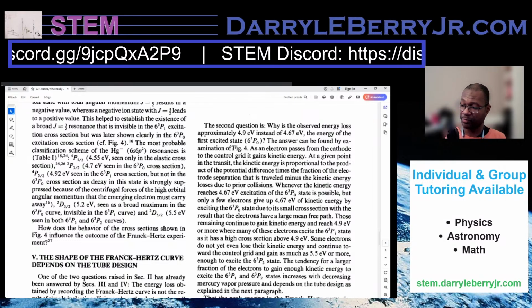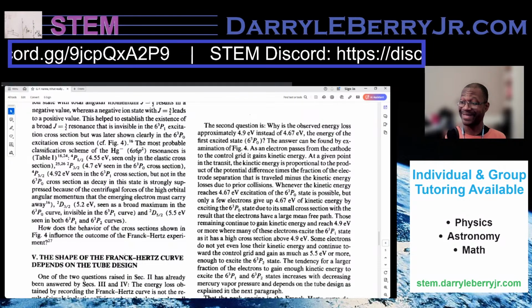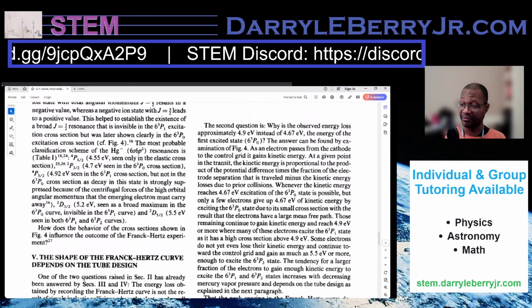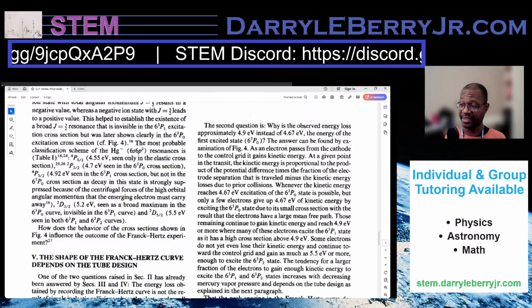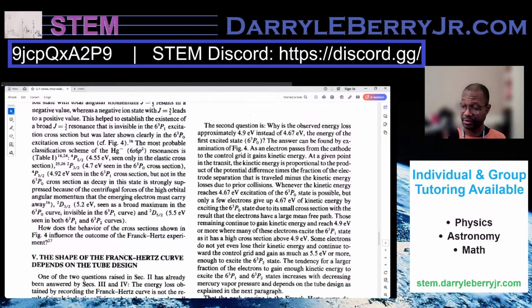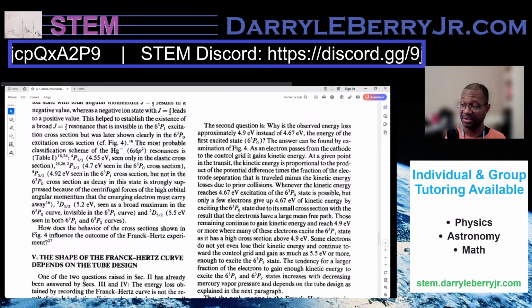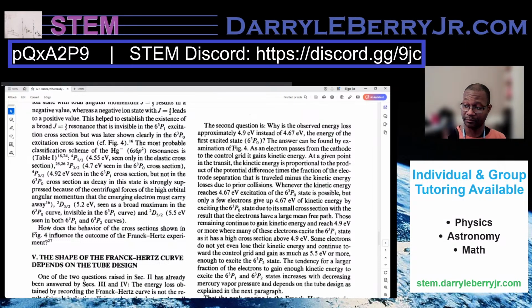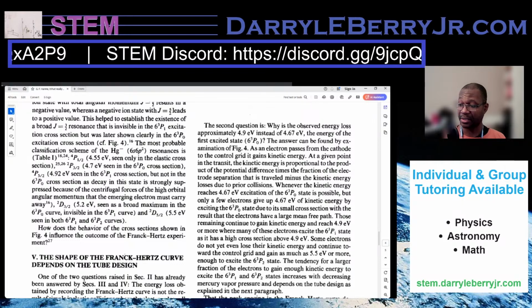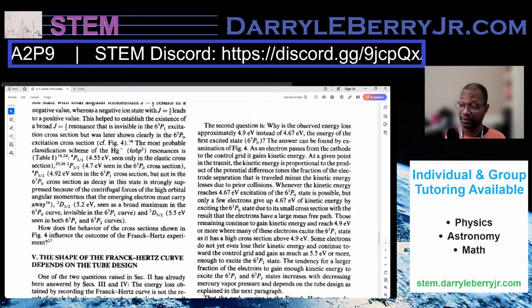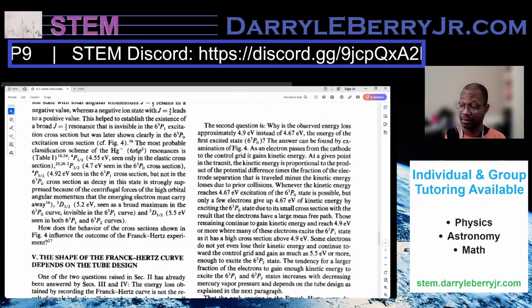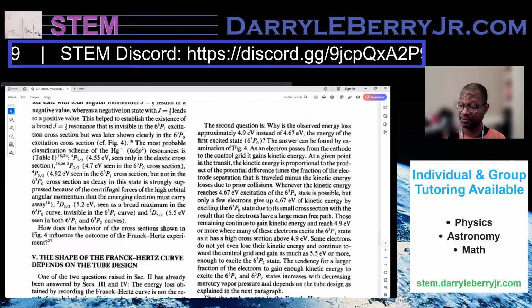Whenever the kinetic energy reaches 4.67 electron volts, excitation of the 6-3 PO state is possible, but only a few electrons give up 4.67 electron volts of kinetic energy by exciting the 6-3 PO state due to its small cross-section, with the result that the electrons have a large mean free path. Those remaining continue to gain kinetic energy and reach 4.9 electron volts or more, while many of these electrons excite the 6-3p1 state, as it has a high cross-section above 4.9 electron volts.